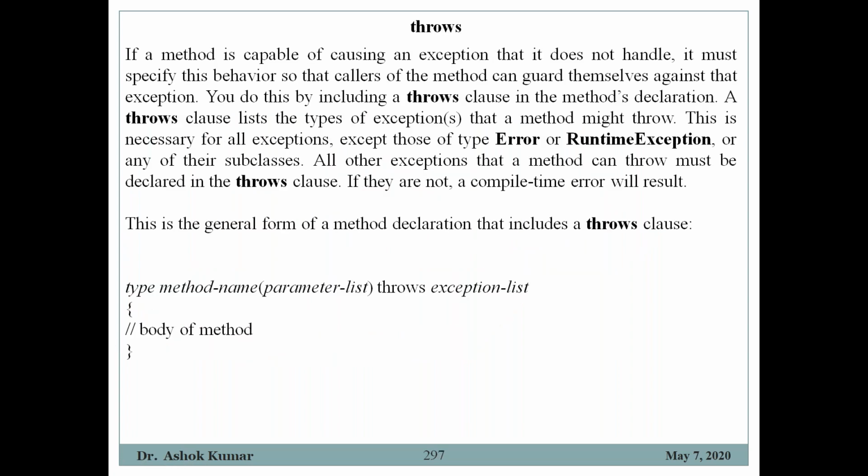Now the second is the keyword throws. So when we should use it, that we are going to discuss. The first important point that is mentioned over here is if the method is capable of causing the exception that it doesn't handle. If so, the method is, let's say, generating the exception, but it's not handling that exception, then that we inform to Java through the throws keyword.